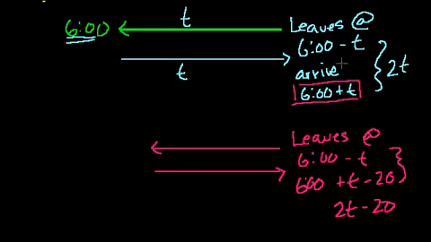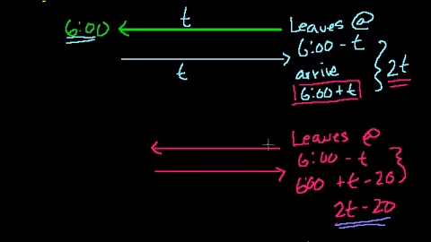I probably didn't even have to draw all of this. You could just say, well, on a regular day, if t is the amount of time it normally takes him to go to the station, he travels 2t minutes. Today, he leaves at the same time, gets back 20 minutes early, so he travels 2t minus 20 minutes. Fair enough.